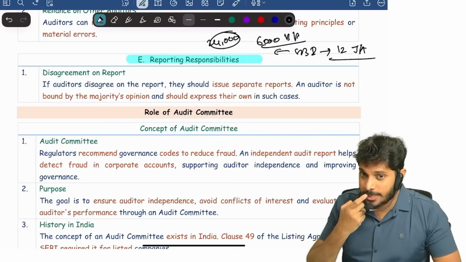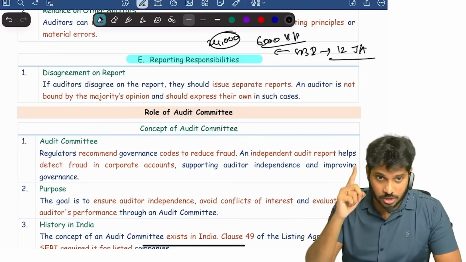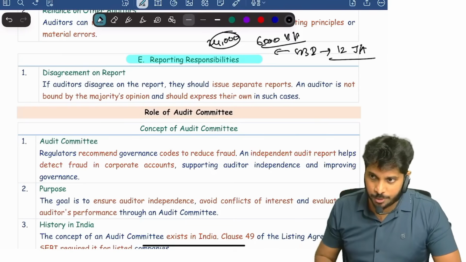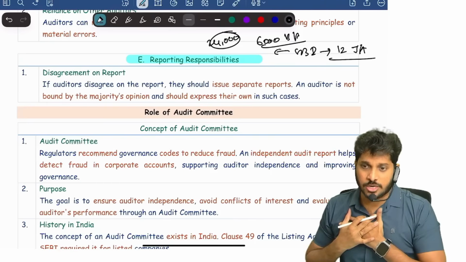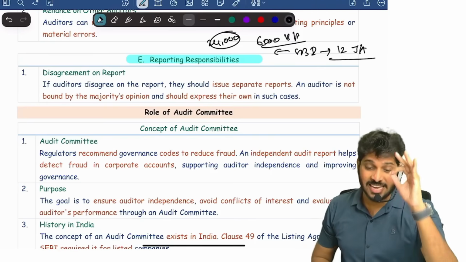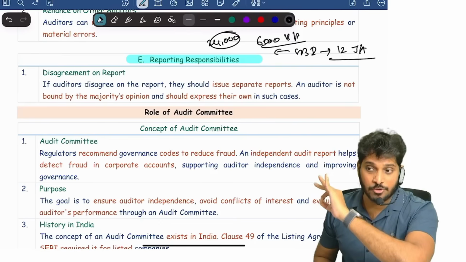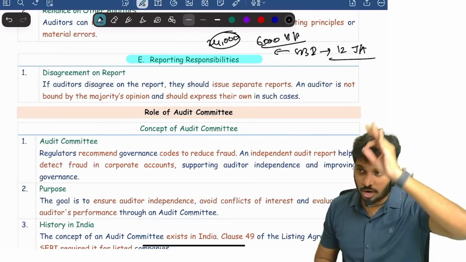So joint auditors generally give a common audit report. Yes or no? All of them give a common opinion, a common audit report. Suppose one of the joint auditors wants to give a different opinion altogether, he can give it. He is not bound by the majority. A joint auditor is not bound by the majority.